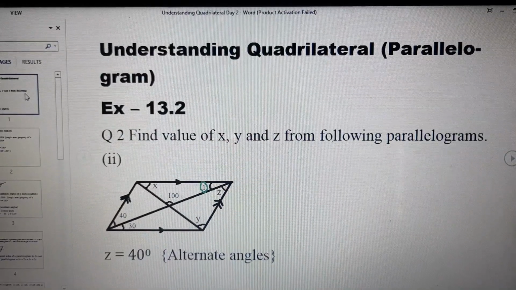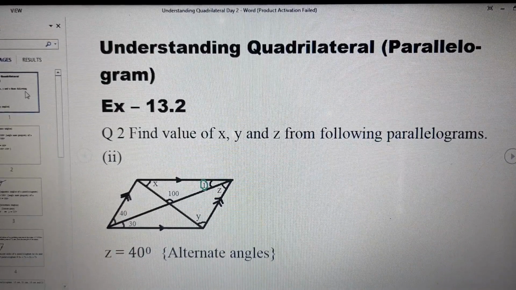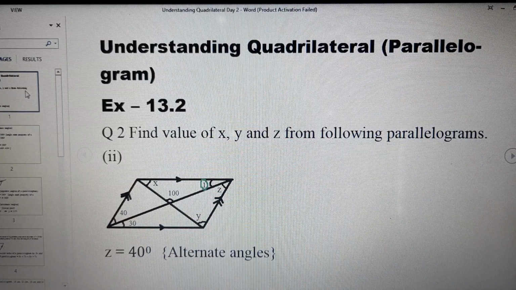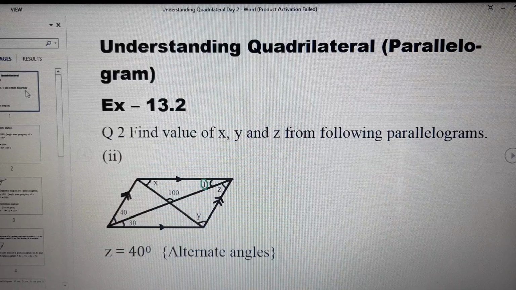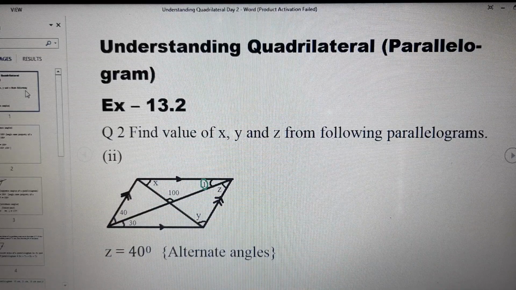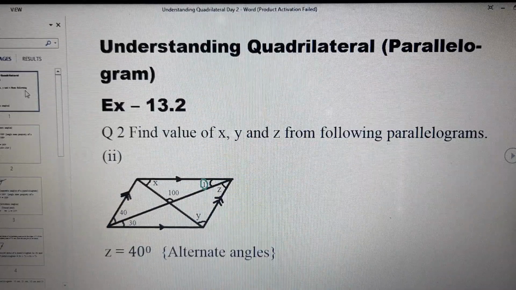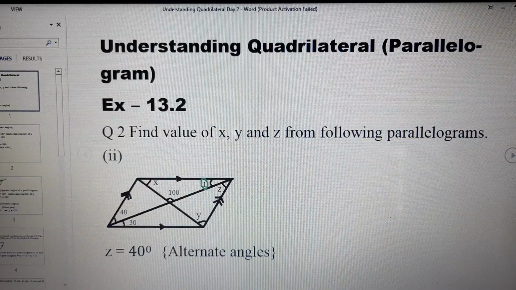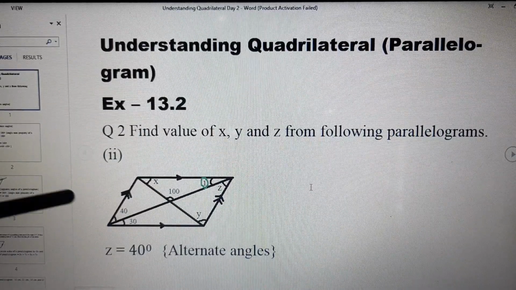Fine. What are the diagonal properties of a parallelogram? First of all, diagonals of a parallelogram are unequal, but they bisect each other. Fine. Diagonals of a parallelogram bisect each other. So I'll be taking the questions from the exercise, and then we'll come to know how to apply the properties of a parallelogram. So this is the question.